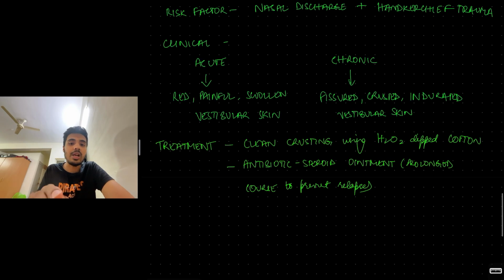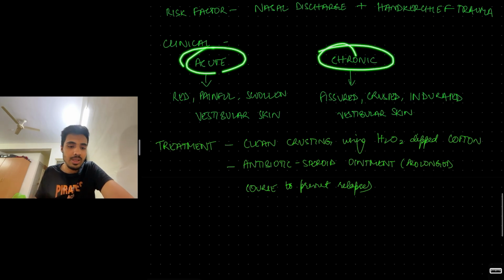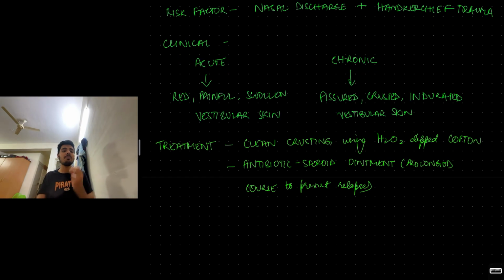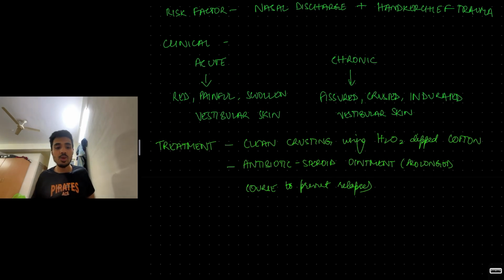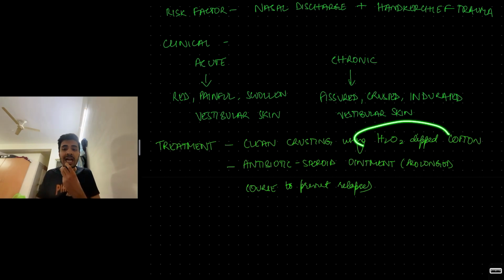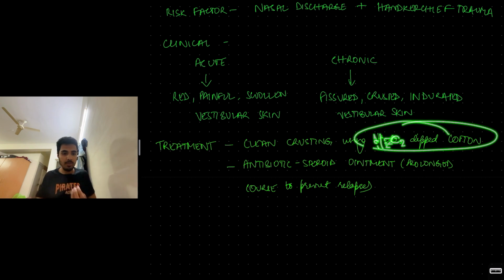Vestibulitis can be both acute as well as chronic. In acute vestibulitis, you have red, painful, swollen vestibular skin, whereas in chronic vestibulitis, you have crusted, fissured, indurated vestibular skin. How will you treat it? First, you will clean the vestibular area. You will clean the mucus crust using hydrogen peroxide dipped cotton. You will first clean all the mucus crust out.